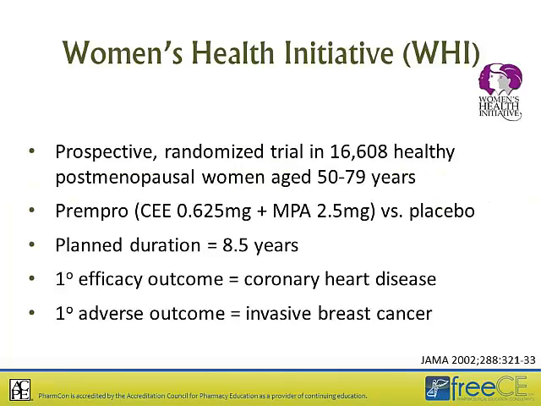Probably the best place to start with this particular argument is the Women's Health Initiative. Most of you are probably very familiar with the Women's Health Initiative. It was a prospective randomized trial in over 16,000 healthy postmenopausal women aged 50 to 79 years. And they essentially evaluated Prempro versus placebo for a planned duration of 8.5 years. Now, the primary efficacy outcome was coronary heart disease, because at that time we really believed that hormone therapy was beneficial for heart disease. The primary adverse outcome that they were going to be evaluating was invasive breast cancer.